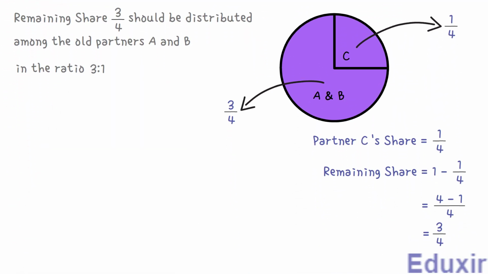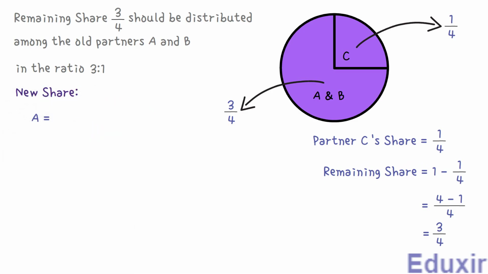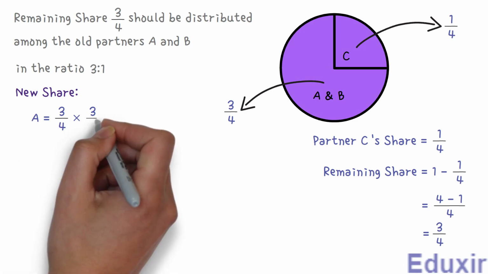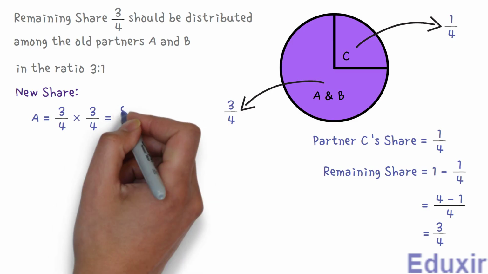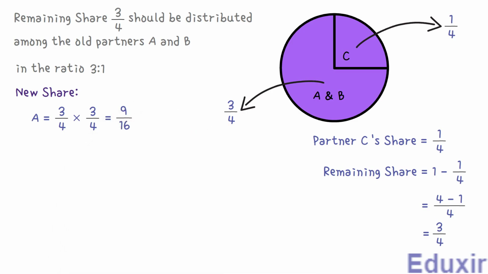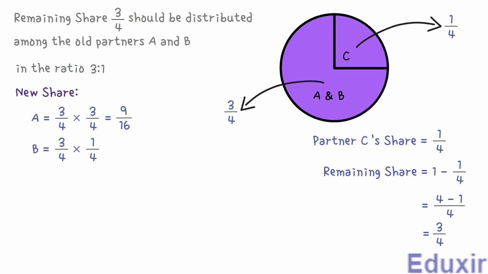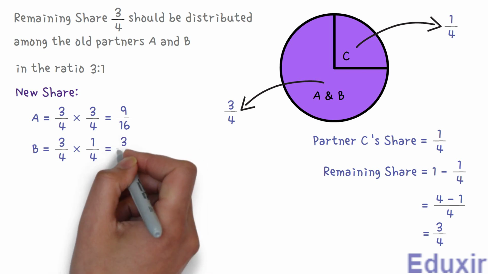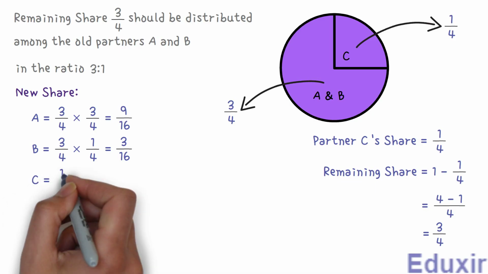So, after admitting the new partner C, the new share of the old partner A is equal to the remaining share 3/4 multiplied with his proportion share 3/4. Multiplying the numerators and denominators, this is equal to 9/16. And the new share of the old partner B is equal to the remaining share 3/4 multiplied with his proportion share 1/4. Multiplying the numerators and denominators, this is equal to 3/16. And the share of the new partner is directly given to us as 1/4.